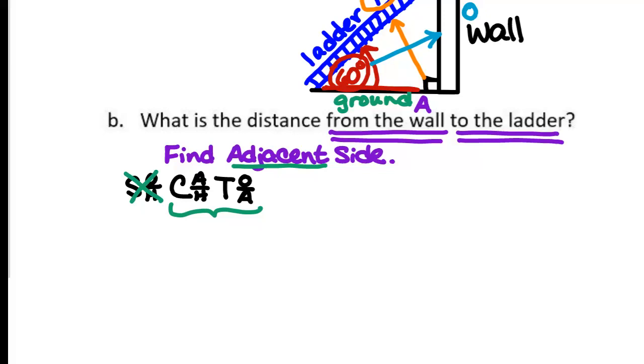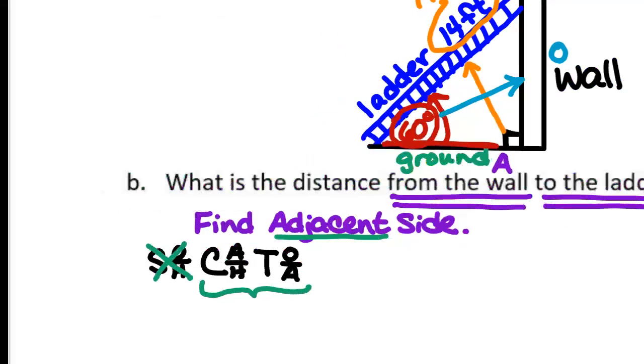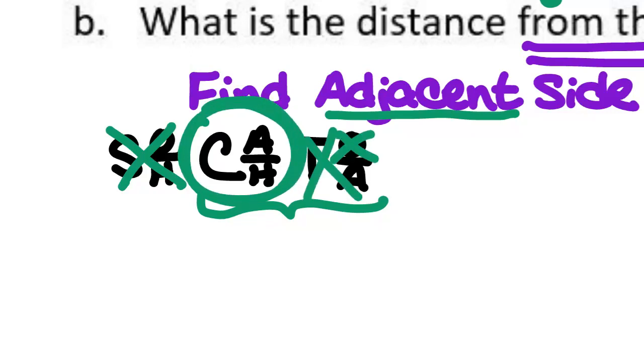All right, so between those two, I know the ladder is 14 feet. What part of the triangle did you say that was? That's the hypotenuse. So would I use cosine or tangent? Cosine. We do not know the size of the opposite side. That's why we can't use tangent, so we're going to use cosine.